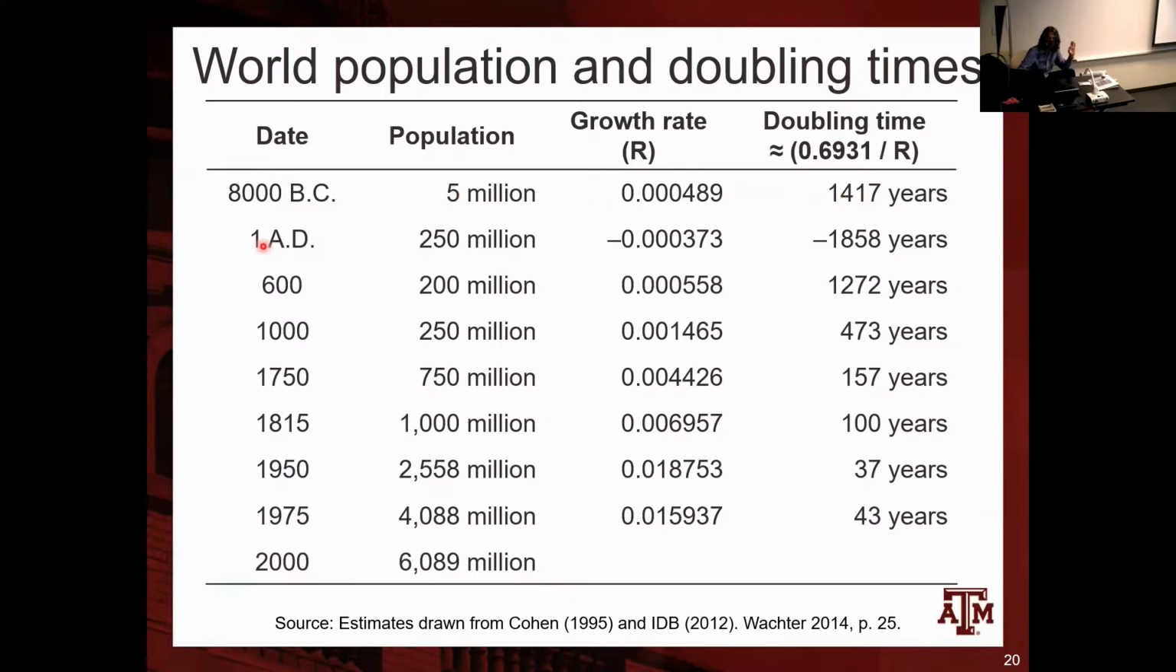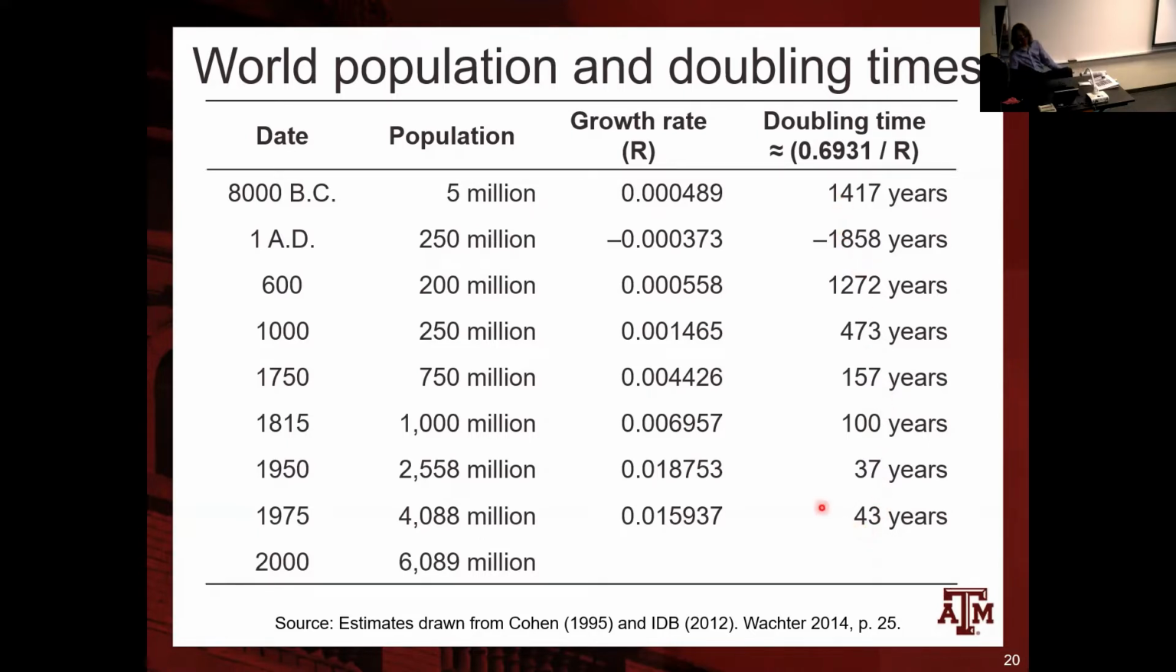And then from 1 AD to the year 600, the population actually decreased from 250 million to 200 million. So the population growth rate was negative. Log of 2 divided by this, we have minus 1,878 years, which means that if this population keeps decreasing at this rate, it will decline from 250 million to 125 million in 1,858 years. Okay? Why is this number interesting?